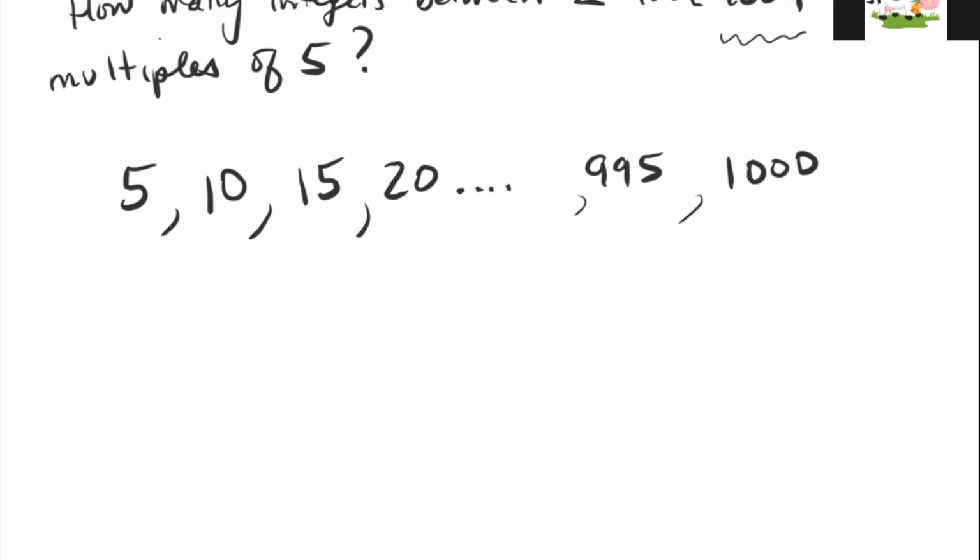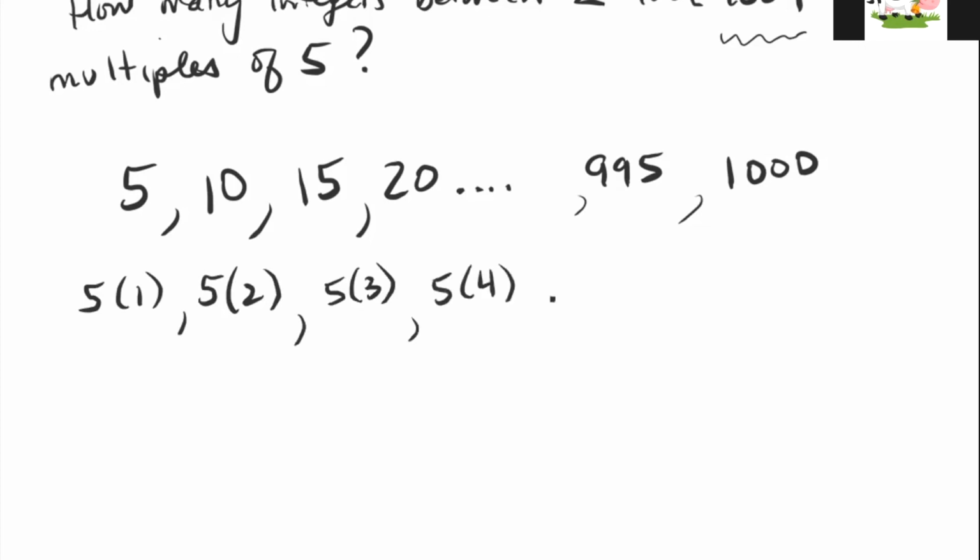So instead of writing 5, I'm going to write 5 times 1. And instead of writing 10, I'm going to write 5 times 2. And instead of writing 15, I'm going to write 5 times 3. And so on. And we could even write that for 995 and 1000. So 1000 is 5 times 200. And 995 then is going to be 5 times 199.